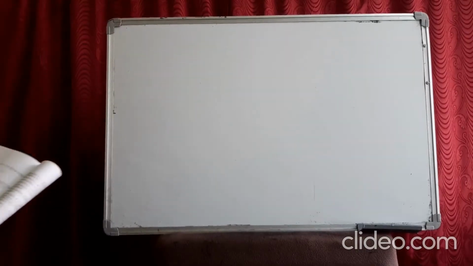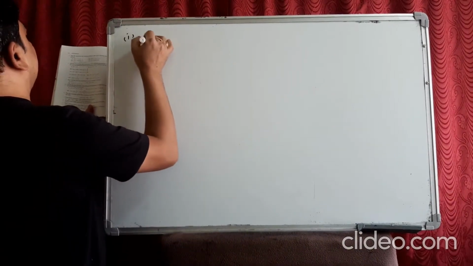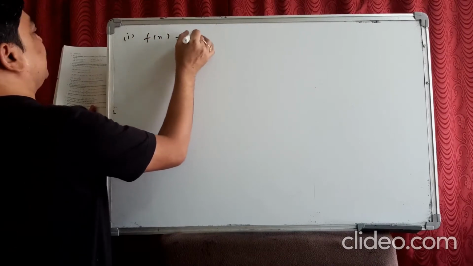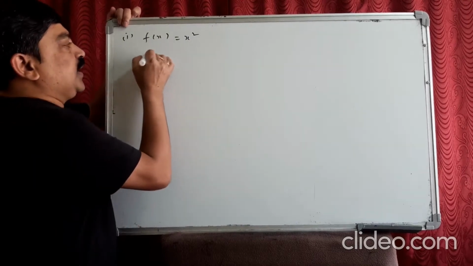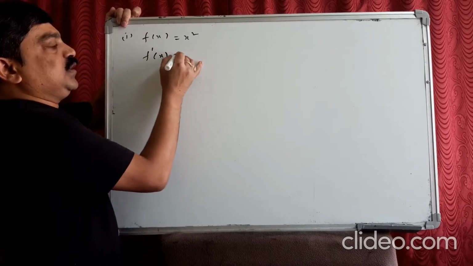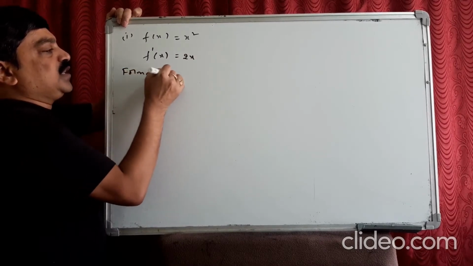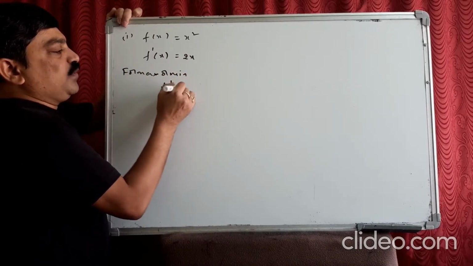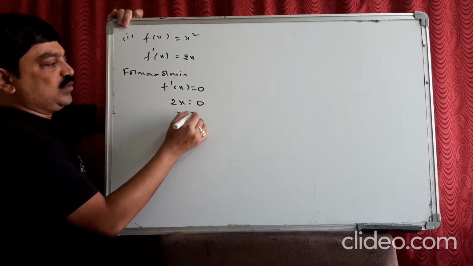See, in the third question, local maximum and local minimum for the functions. Let us see the first one. f of x is equal to x square. So local maximum and local minimum. Let's go with the process. f dash of x, you find 2x, for maximum or minimum. f dash of x is equal to 0. 2x equal to 0. So x equal to 0.